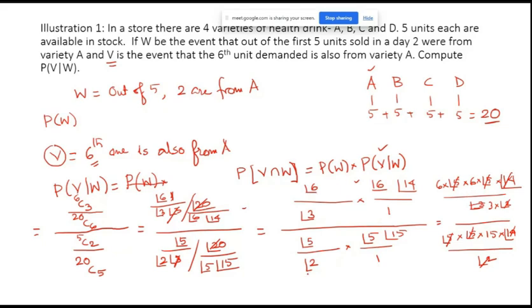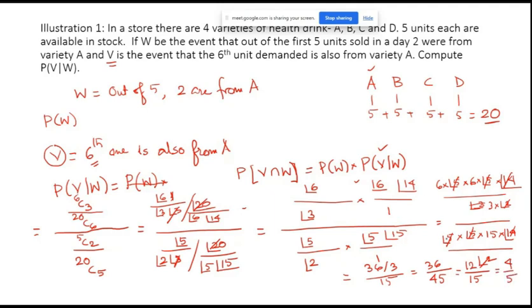So what remains in the numerator? 6 into 6, 36, divided by 3. And in the denominator I have 15. I think other things are all cancelled. So 36 divided by 3 is 12, and 12 over 15 is 4 by 5. So the probability comes out to be 4 by 5.